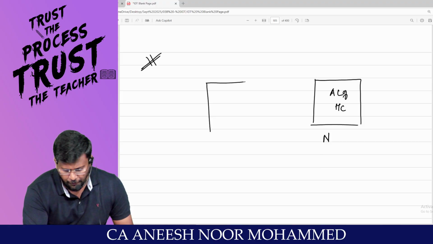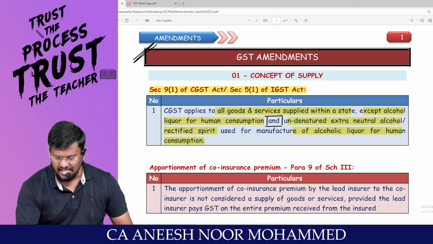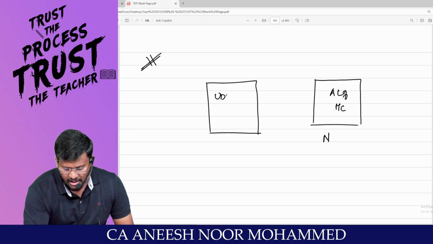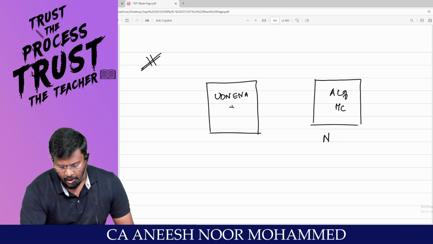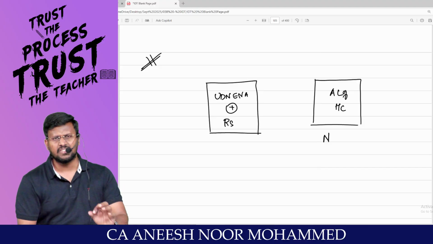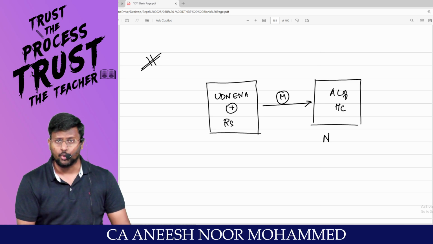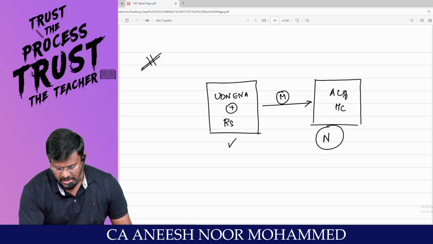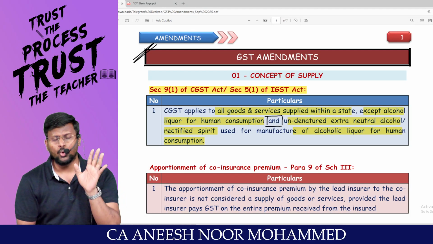Sir, for the purpose of manufacturing alcoholic liquor for human consumption, I need raw materials such as undenatured extra neutral alcohol. This is the first one. Plus one more raw material I need: rectified spirit. If I am supplying this for the purpose of manufacturing alcoholic liquor for human consumption, this is outside the scope of GST. Now this item is also added as outside the scope of GST. This may be tested for 2 or 3 marks in the examination.